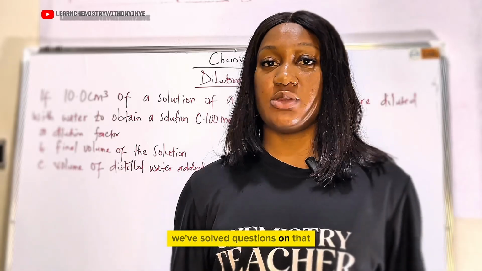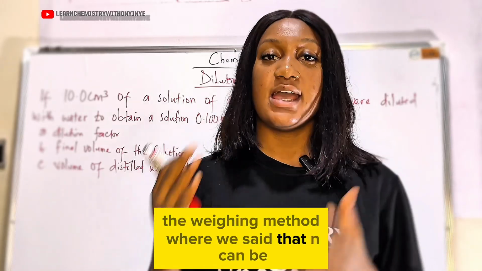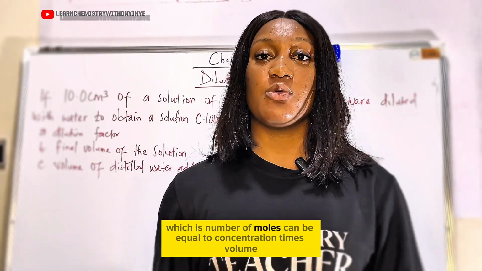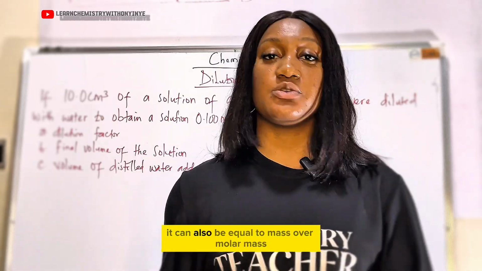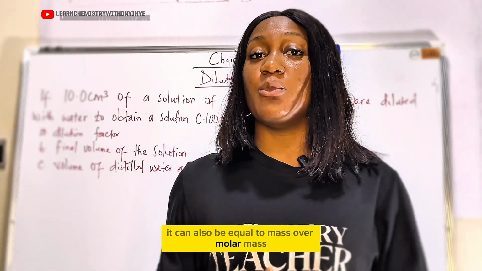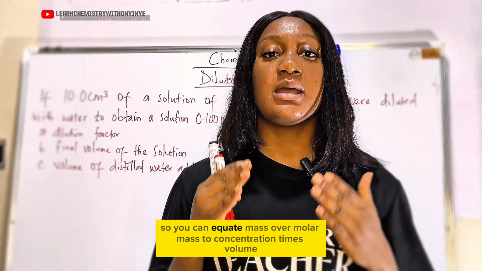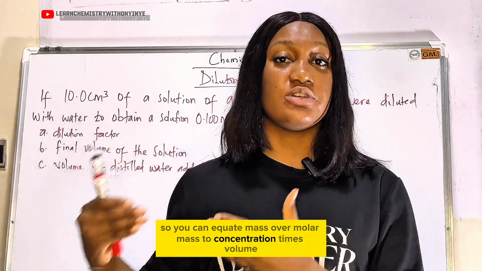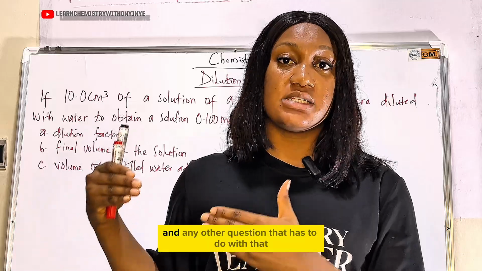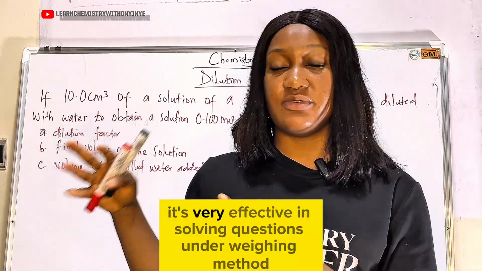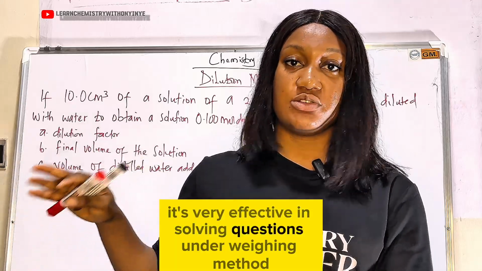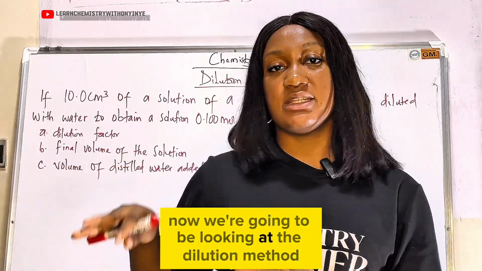So we've looked at the weighing method. We've solved questions under the weighing method where we said that n, which is number of moles, can be equal to concentration times volume. It can also be equal to mass over molar mass. So you can equate mass over molar mass to concentration times volume. And any other question that has to do with that formula, it's very effective in solving questions on that weighing method. Now we're going to be looking at the dilution method.